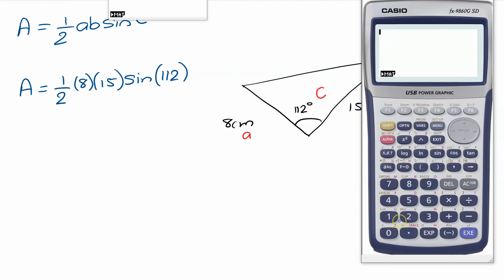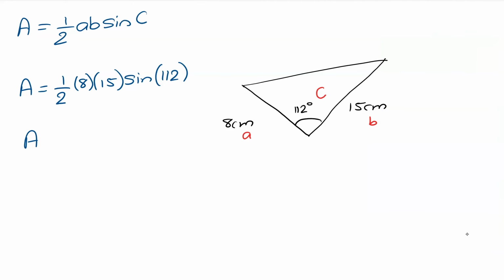I'll use 0.5 multiplied by 8 times 15, sine 112, close that bracket, and close another bracket because I opened 2, and therefore the area is 55.63. So area equals 55.63 centimeters squared. So I've added my units in there as well. And that is how we go about finding the area if we weren't given the height, using this formula right here. Cool.